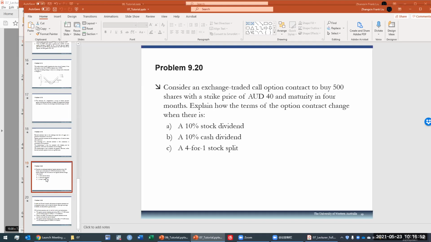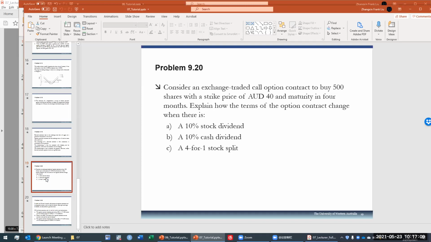So a stock dividend just means that if I am an existing shareholder, I will get paid a 10% stock dividend, right? In a different unit, I may ask you why the firm does that, why would the firm pay you stock dividends? But in this unit, you don't have to worry about why. You just need to know how, I mean, what the impact is on your strike price.